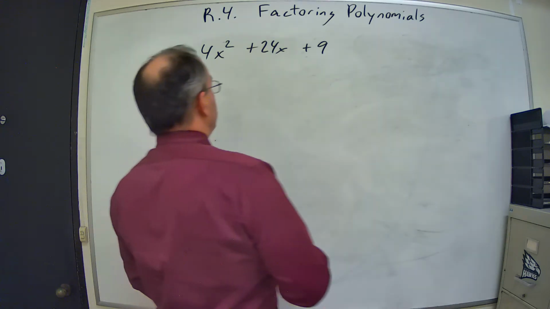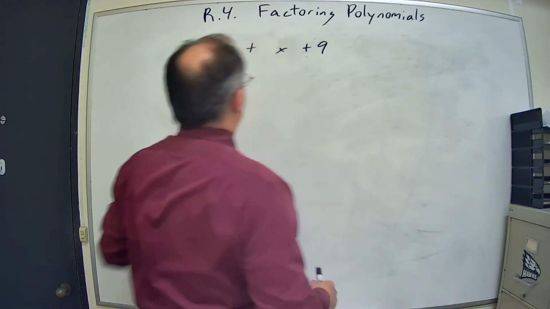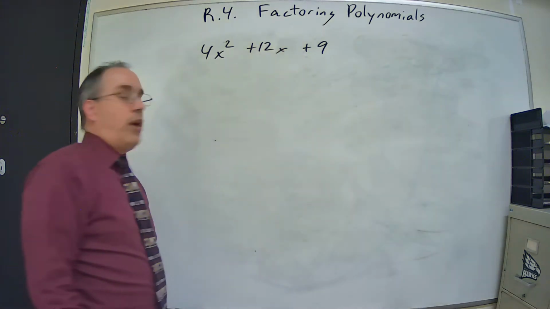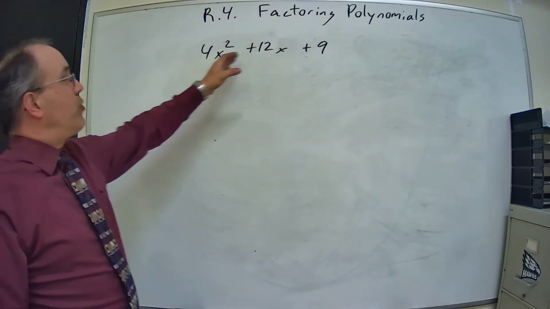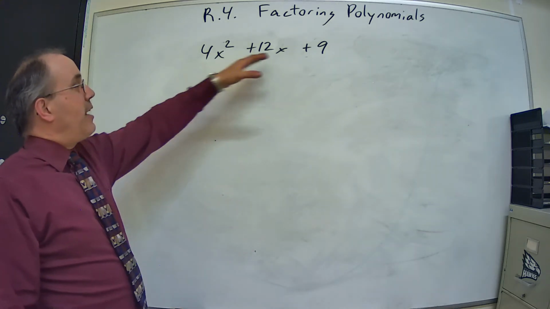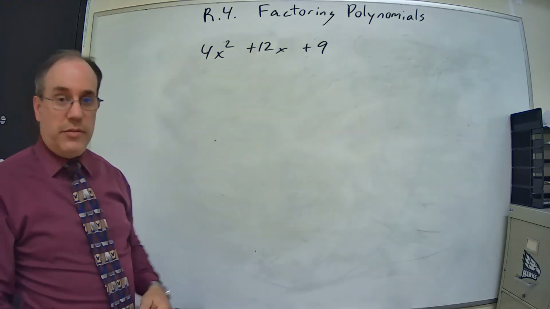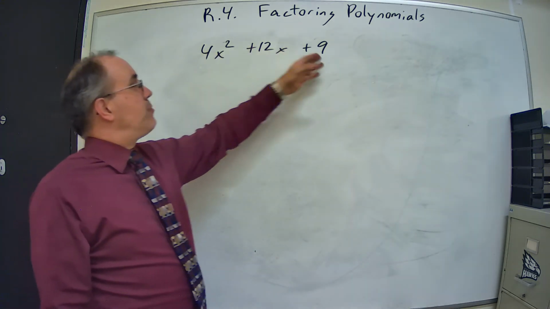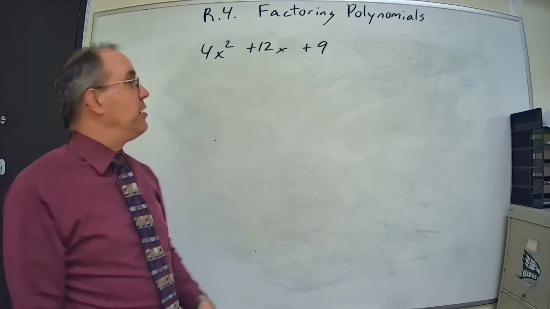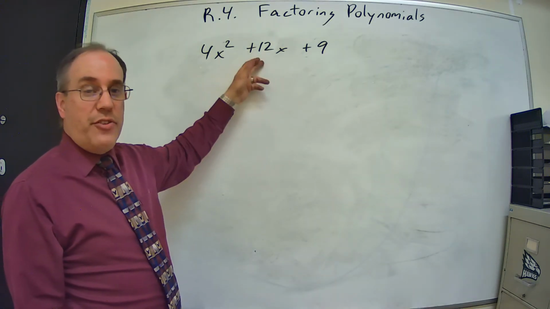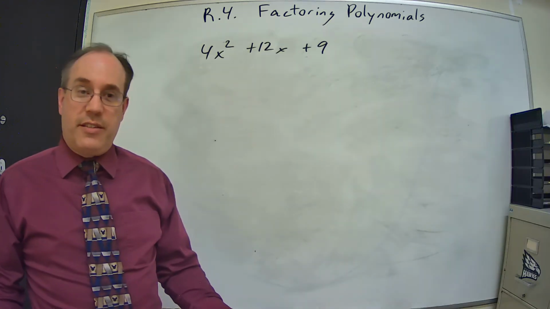Oops. Let's not make that 24. Let's make that 12. Okay? So 4x squared plus 12x plus 9. I look at this, and yes, I can work my way through this doing factoring by grouping, because I can go 4 times 9 is 36. Two numbers that multiply to 36 and add to 12: 6 and 6.